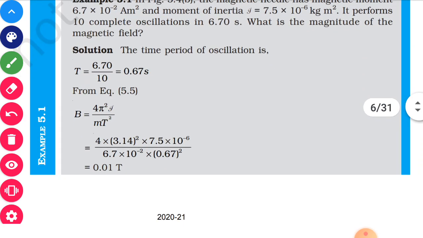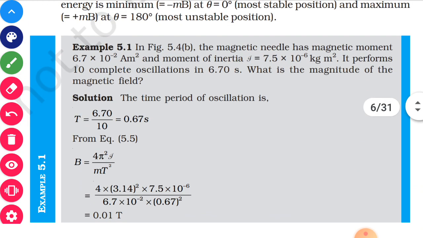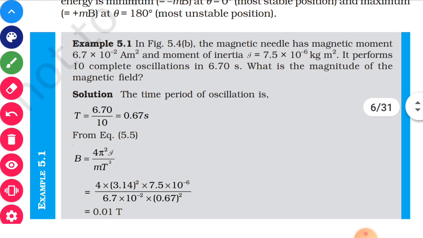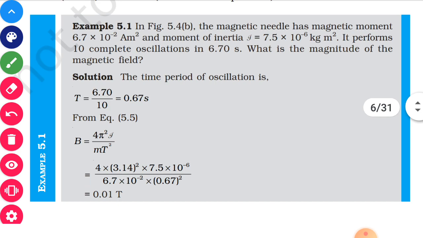Now we want to find out the value of capital B, that is magnetic field. How many oscillations are performed? Say there are 10 oscillations. 10 oscillations are performed in 6.7 seconds. So periodic time, or time for one oscillation, is 6.7 upon 10. So that is your periodic time of the oscillator.